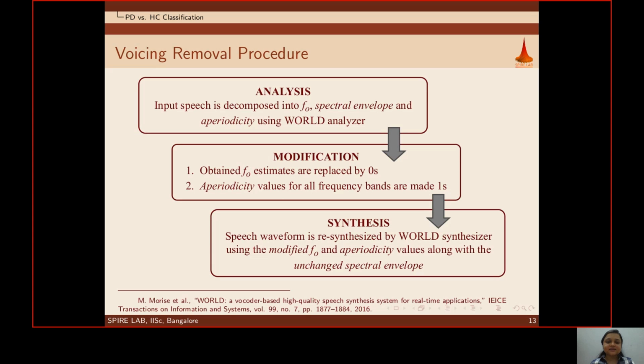In the last synthesis step, the speech waveform is resynthesized by WORLD synthesizer using the modified F0 and aperiodicity with unchanged spectral envelope. VRMFCC is typical MFCC computed from this voicing removed speech. So it is expected to capture mainly vocal tract cues.